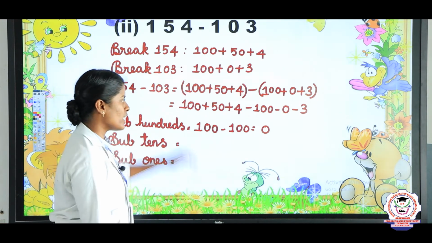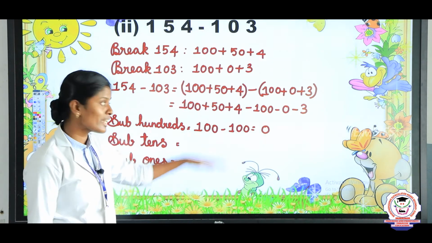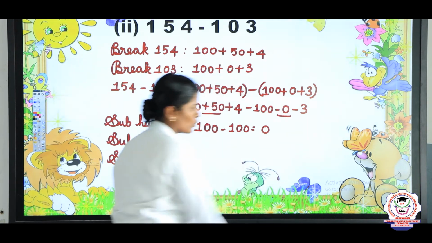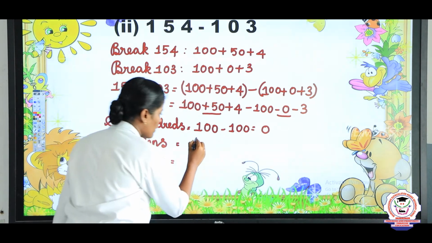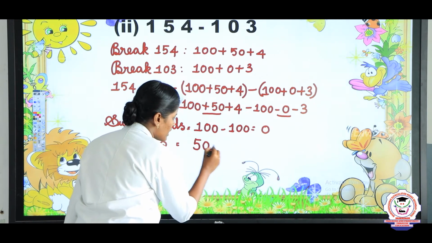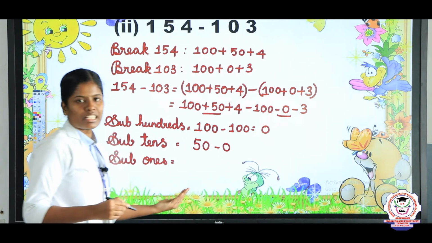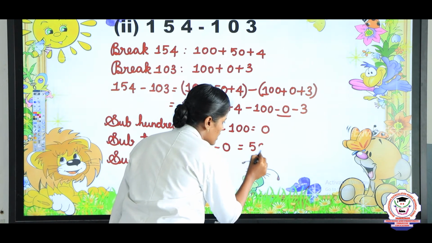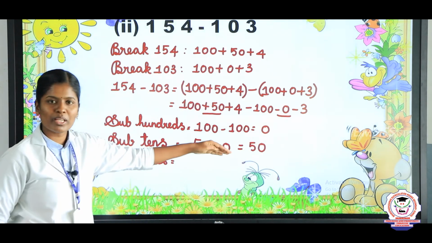Next we will take the tens place. Okay, so subtract tens values. Here the tens values are 50 and 0. Take 50 minus 0. So what is the answer? The answer is the same number. Take and write 50. Next we will take the ones place value.